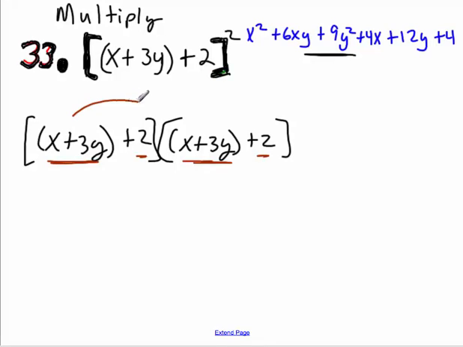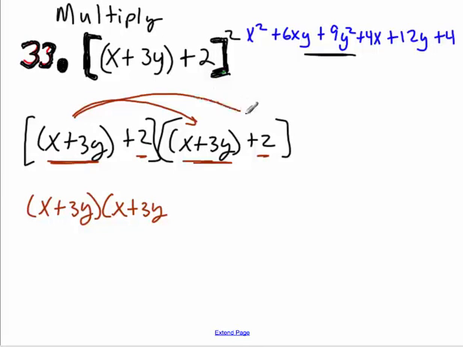And let's just take the first term times the first term, and let's just write it. Leave it in the x plus 3y form. X plus 3y times x plus 3y. Then we go to the next term here, plus 2 outside of x plus 3y.